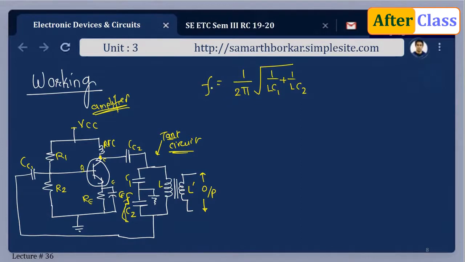You see this frequency is purely a function of L, C1 and C2. These are the three components. It does not depend on any other parameters. This is the second part, frequency of oscillations.